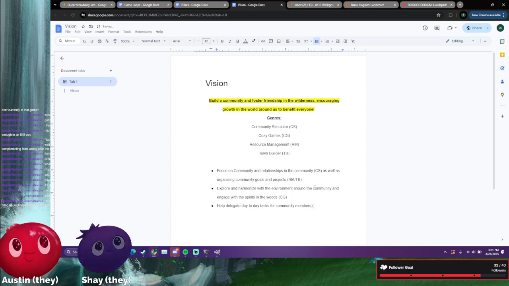and I'd put that under resource management, to help achieve community goals. And that second part would be community sim.